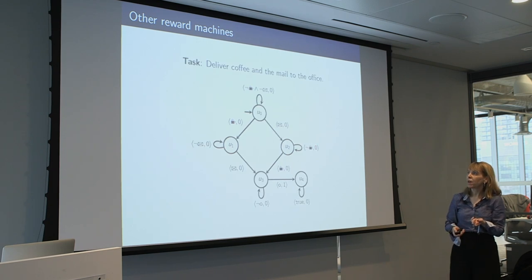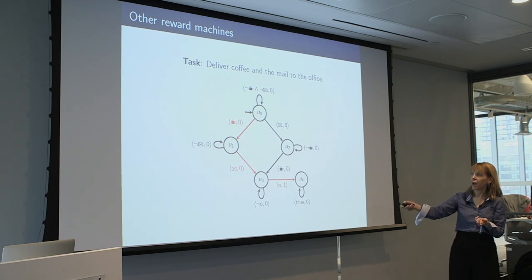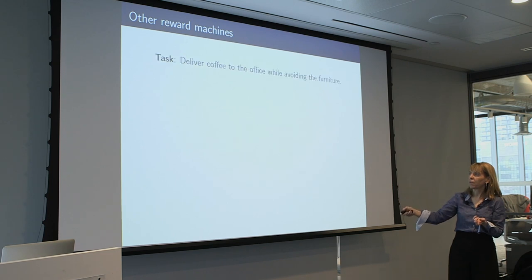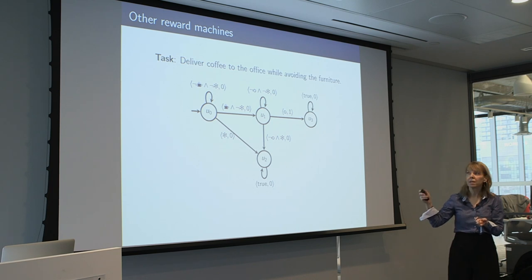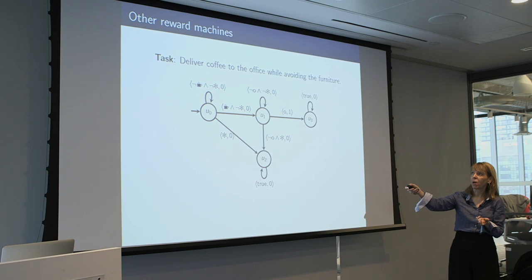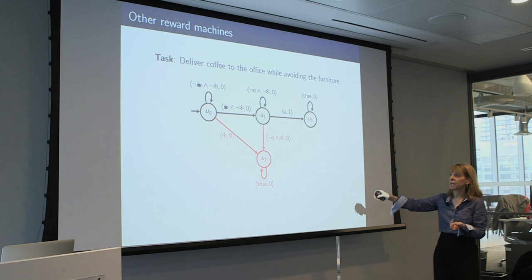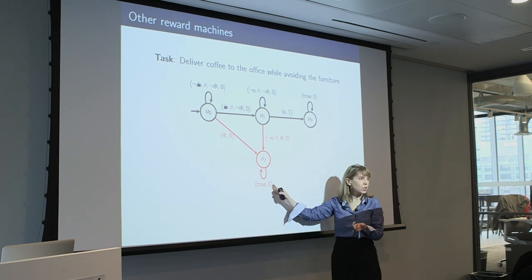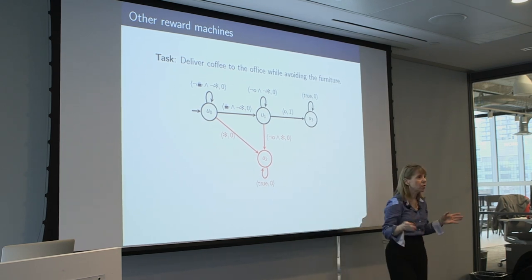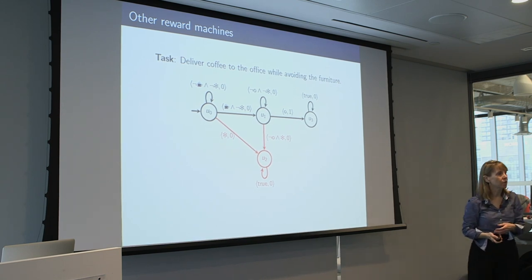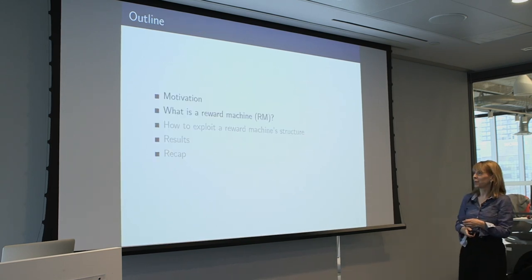And we can define all sorts of other reward functions. Deliver coffee and mail to the office, which represents, you can see, two paths to achievement: getting the coffee first and then the mail, or getting the mail first and then the coffee. Delivering coffee while avoiding the furniture is a safety condition. In this particular example of the reward machine, it's interesting, you can see arbitrarily complex logical formulae on the transitions, and it's also the case that you can have a sink state. So if you hit the furniture, then you're done, and you know that you're no longer going to get reward because you've fallen off the cliff, the proverbial cliff.